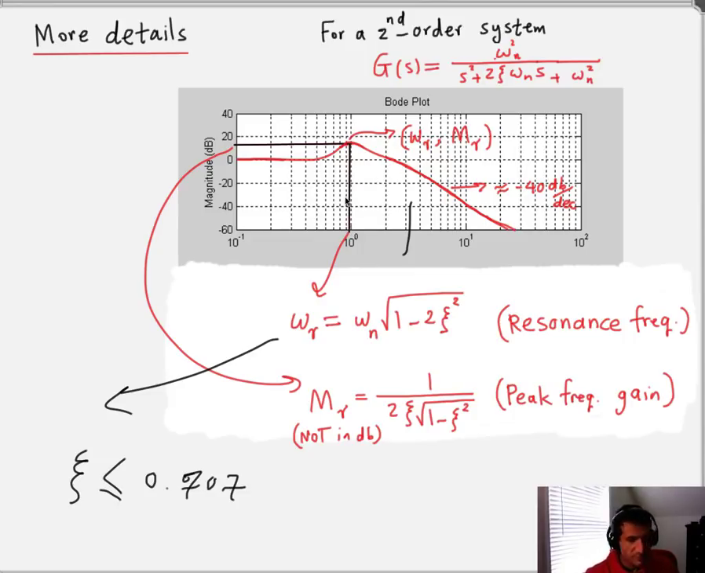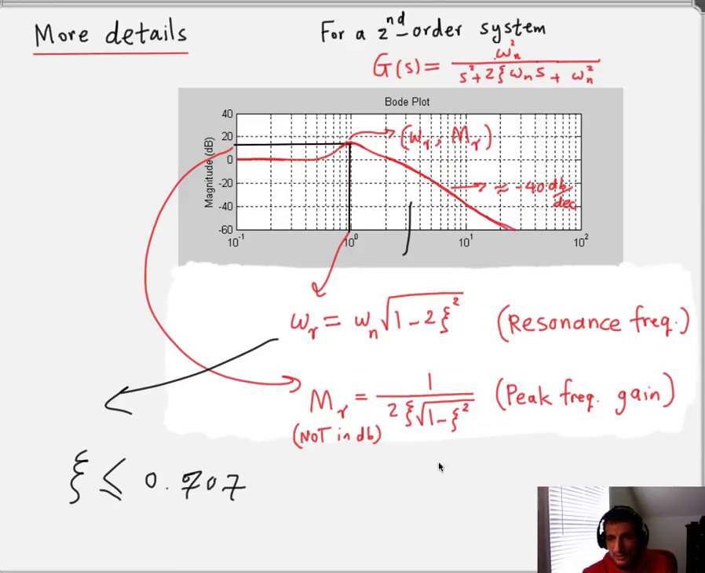And then corresponding to this frequency, you also have a value MR, which, remember, is not in dB. This value is not in dB, and the value is just going to be 1 over 2 zeta square root of 1 minus zeta squared. And this is what we call the peak frequency. So this is the peak frequency gain.